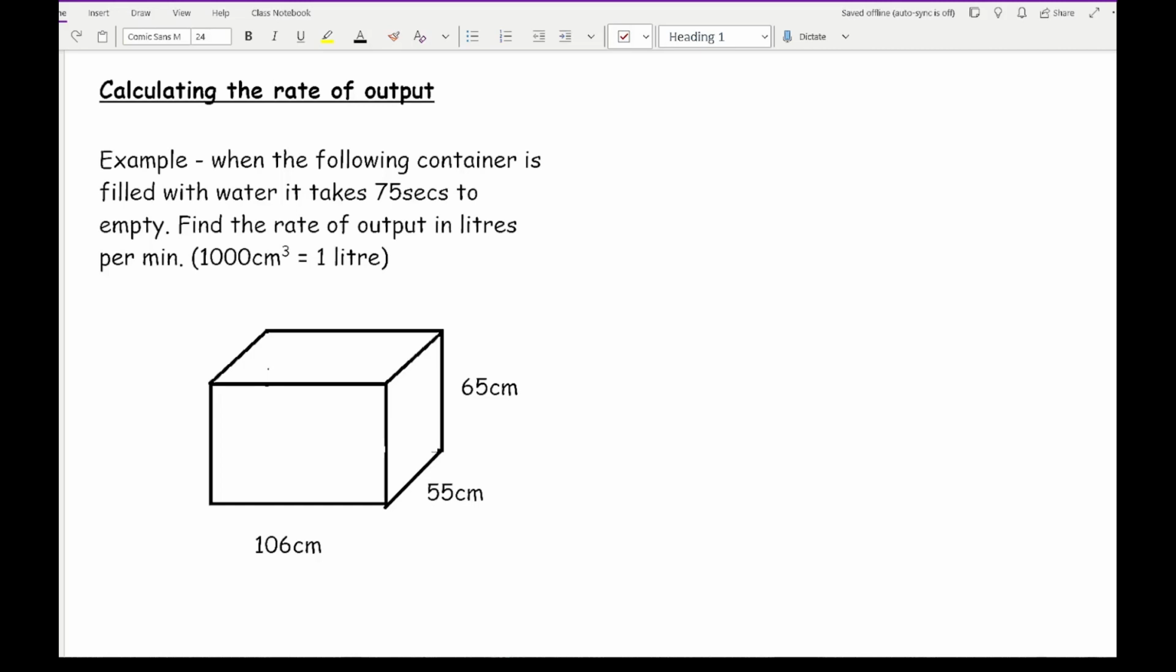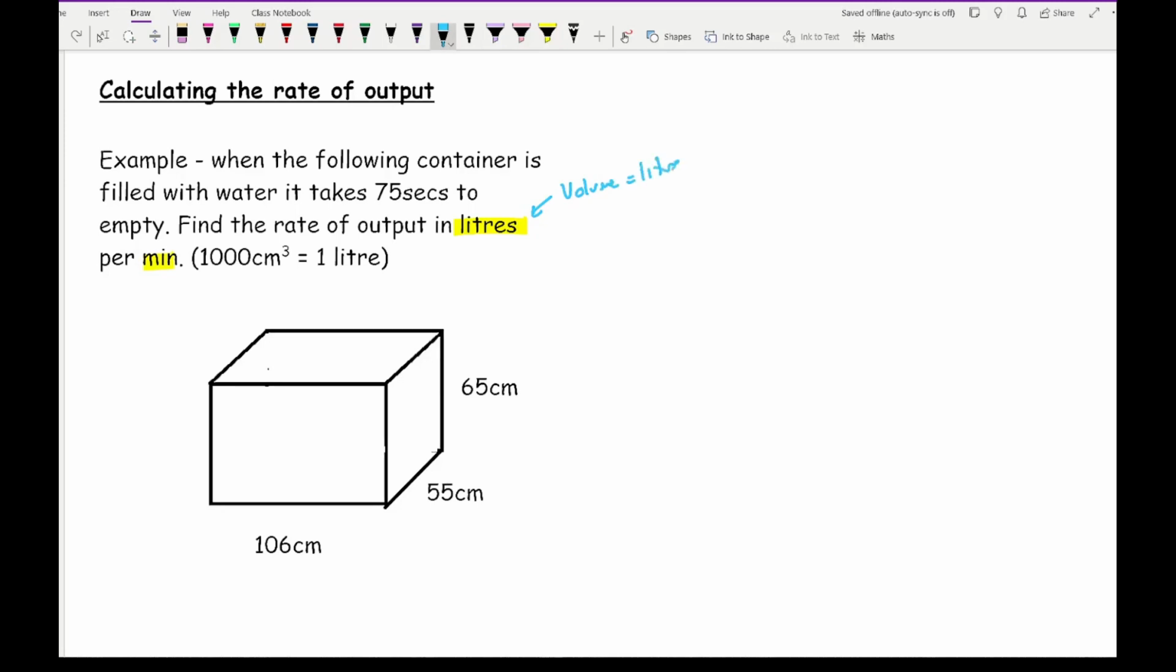So the first thing you should notice is that the units they want are litres and minutes. So I need to make sure that the volume is in litres and the time is in minutes. Now looking at the dimensions of the cuboid, they're in centimetres, so I need to convert those units. So the first thing I'm going to do is work out the volume of the cuboid.